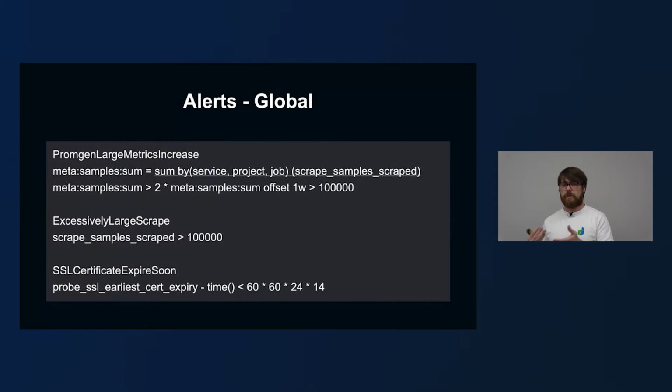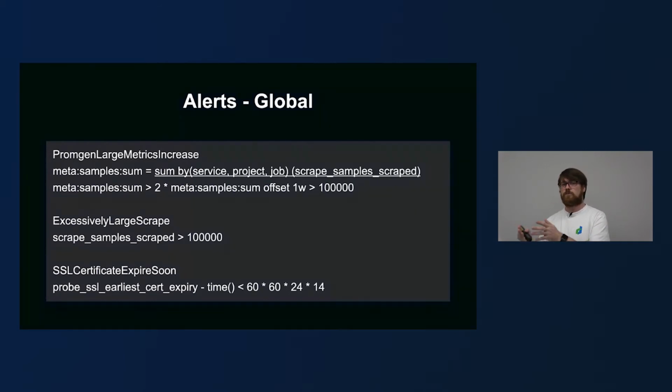Now, because we want to see if our load is increasing and see for capacity planning, what we can do is take our current meta sample sum, and if it's twice what it was 1 week ago, we kind of want to know about it. Maybe a service has an error and is suddenly more popular. There's many reasons we might want to know about it.